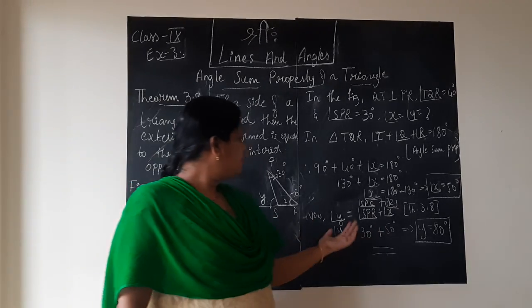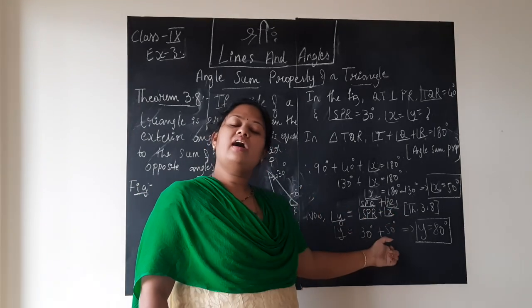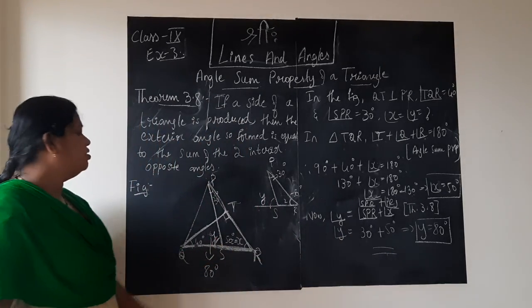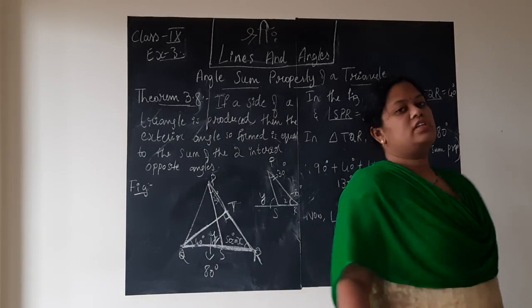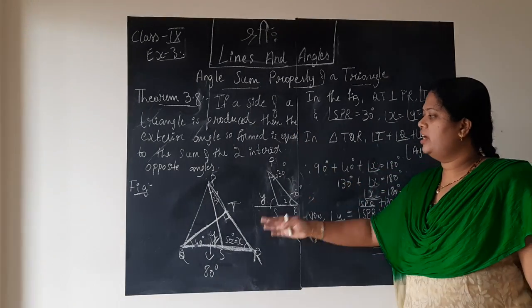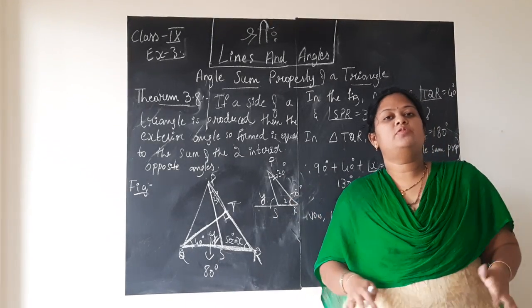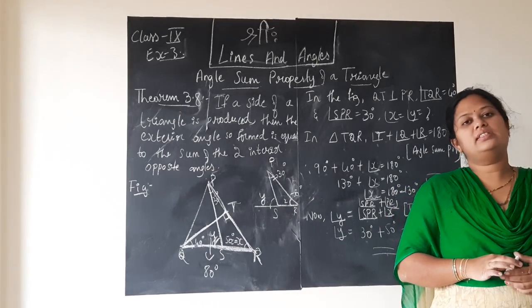Which are the interior opposite angles? P and R. How much is P? 30 degrees. How much is R or X? 50 degrees. 30 plus 50, 80 degrees, which is also equal to angle Y, the exterior angle. So this is about the theorem 3.8 statement and one of the example problems. With this background and concept, children, now we shall solve the last exercise of this lesson, that is exercise 3.3.